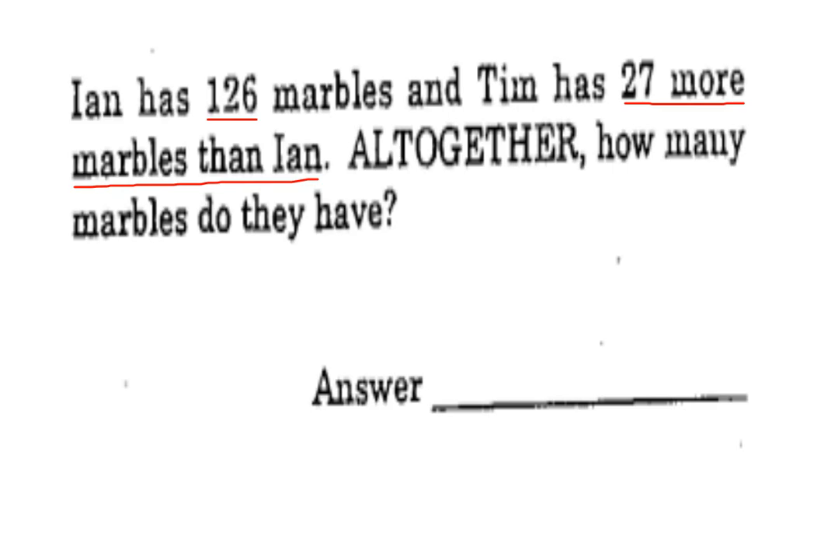So now we're going to read it back one more time. So the first time was to pay attention to those numbers. Now the second time we're going to look for words that will help us identify operations. So Ian has 126 marbles. No operations there, just a number. And Tim has 27 more marbles than Ian.